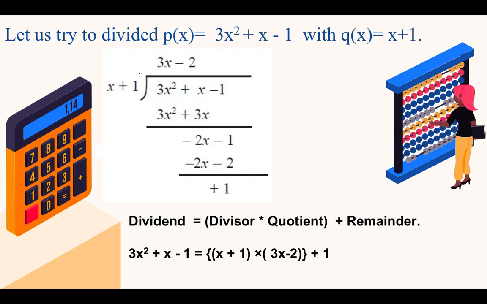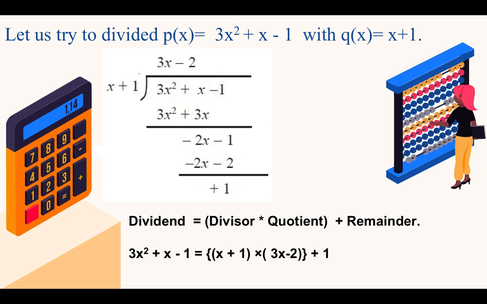So first we write the polynomial over here, 3x² + x − 1, and we are dividing it by x + 1. So this is our divisor and this is our dividend. We write it as usual, as we have done in division in the previous classes. Now how do we divide? See, the first term of the divisor should be multiplied by such a number that the answer is 3x².